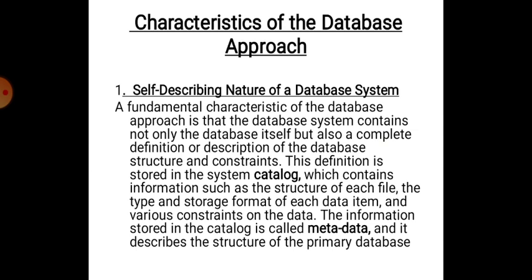First, the self-describing nature of the database system. A fundamental characteristic of the database approach is that the database system contains not only the database itself but also a complete definition or description of the database structure and constraints. This definition is stored in the system catalog. The system catalog contains information such as the structure of each file, the type and storage format of each data item, and various constraints on the data. The information stored in the catalog is called metadata.